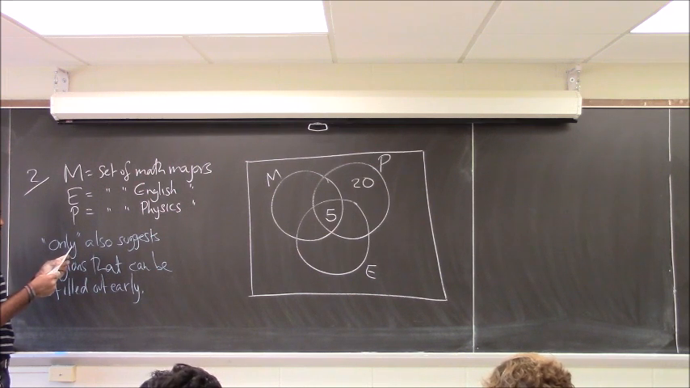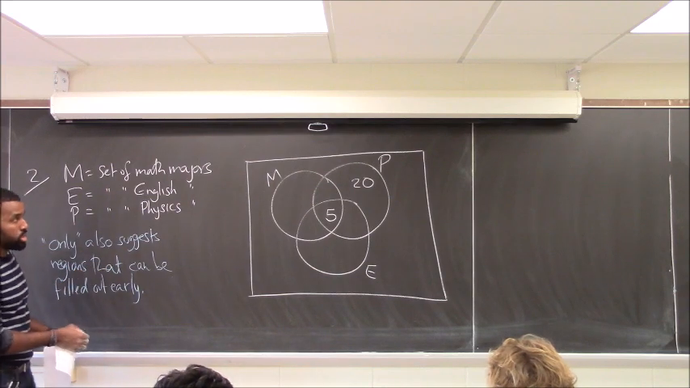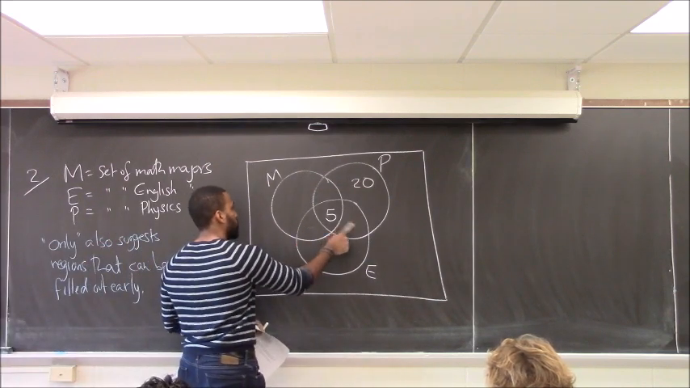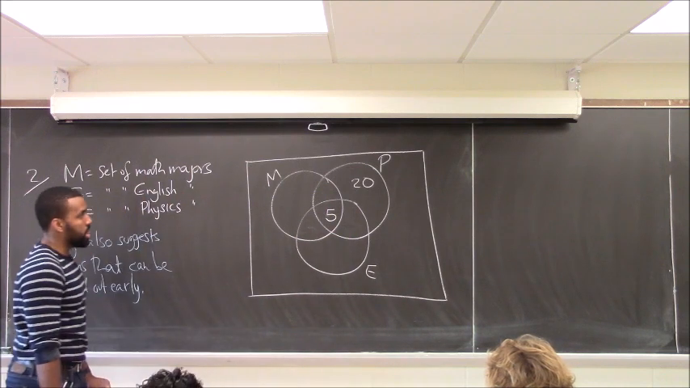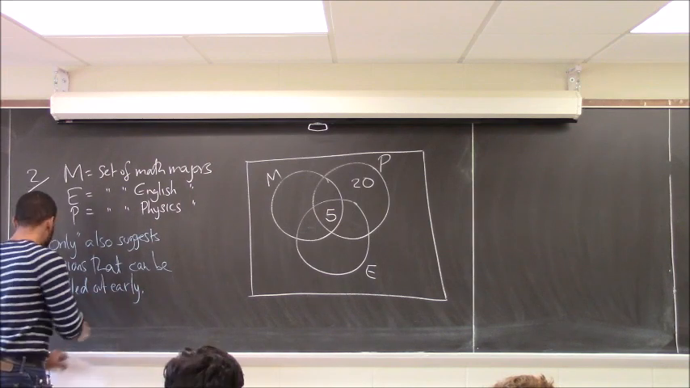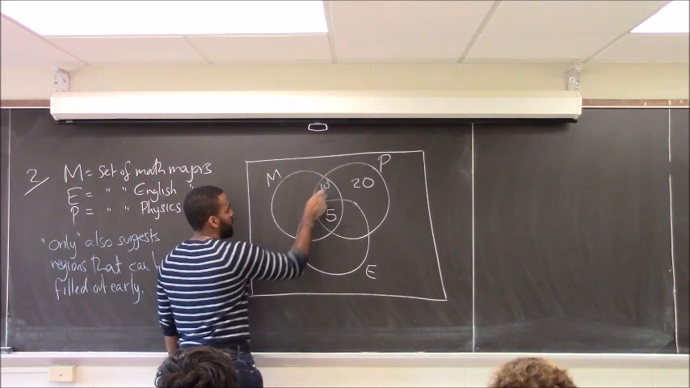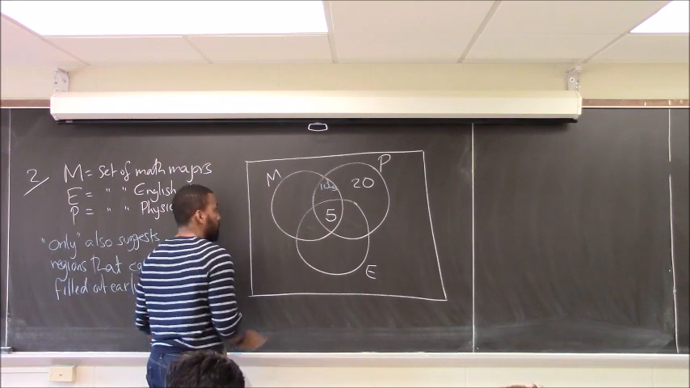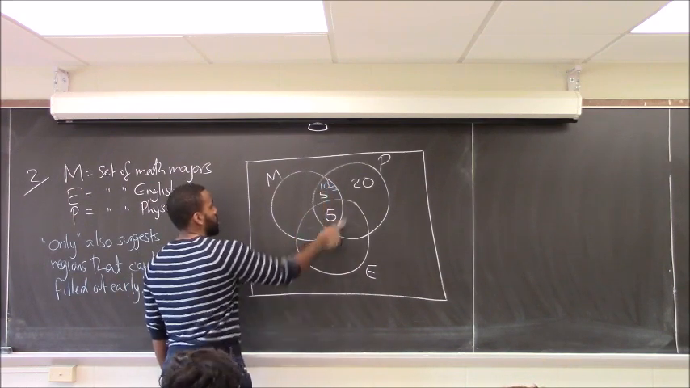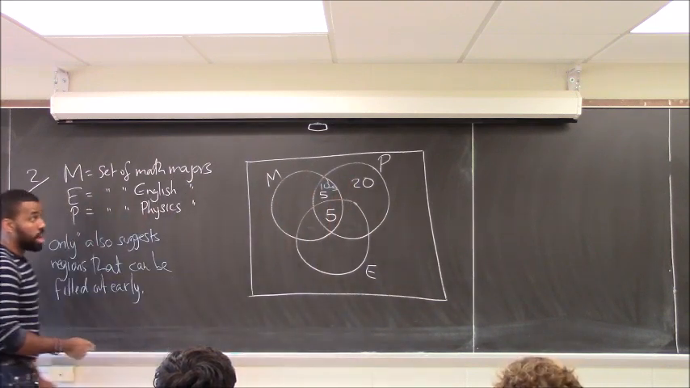Who else did you fill in next? Okay, math and physics. So we went from the region of 3 overlaps, now we want to do the regions of 2 overlaps. You always do the most overlaps first. So let's do math and physics. So math and physics, we have 10 people, right? So there are 10 people in this group, but we've already accounted for 5 of them, so I subtract that 5, and so I have 5 left.